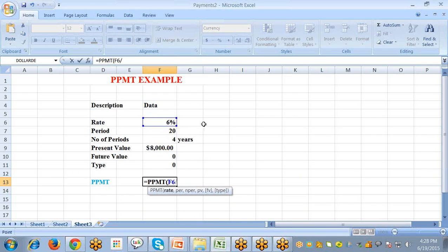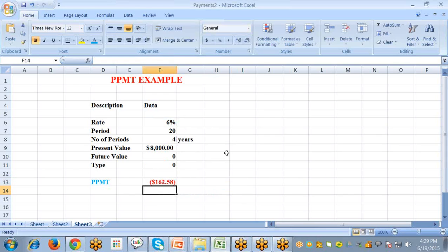6%, we have to divide it by 12 because payments are done monthly, and we are calculating for the 20th month payment. So the next argument is period, and the calculation is going to be held for 4 years, and it should be converted into months. So I multiply this with 12, and the present value is $8,000. FV here is 0, and the payment is done at the end of the period. So here is the output, and the value is negative because this represents outgoing payments.